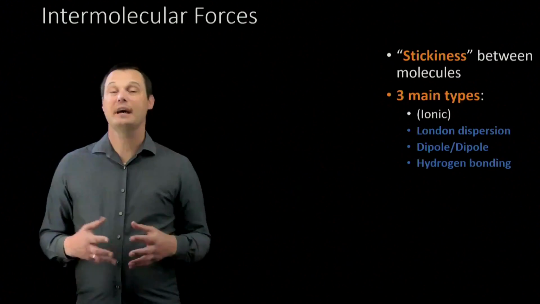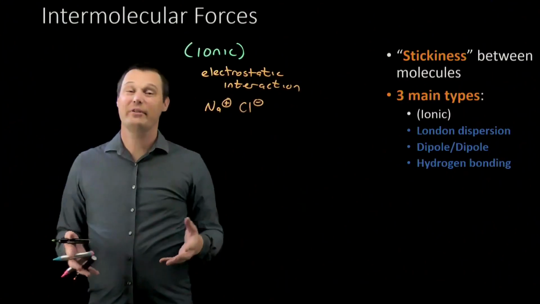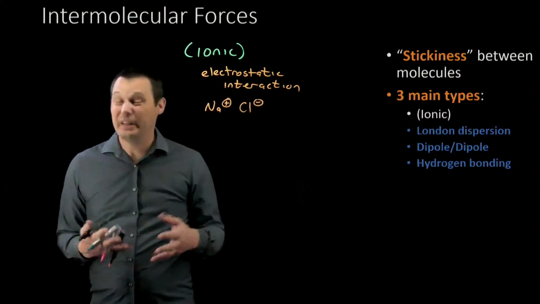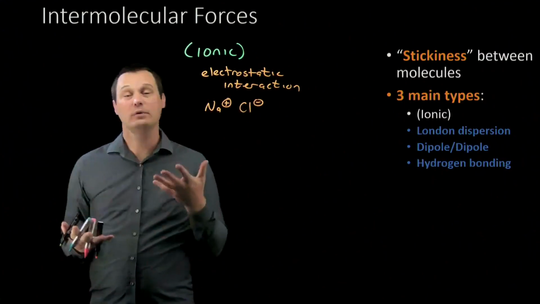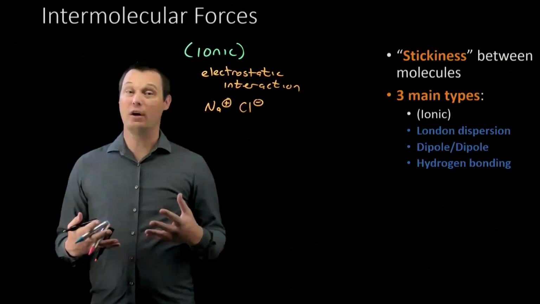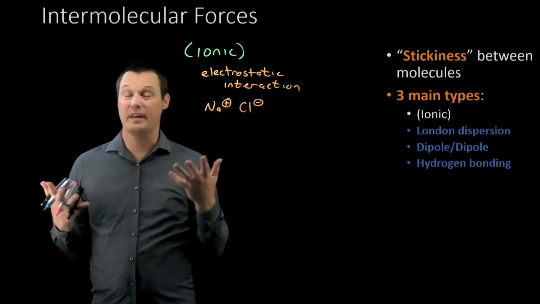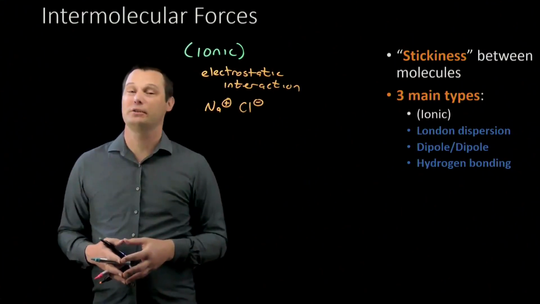There are three main types of intermolecular forces that are important in organic chemistry. Let's go over them now. The first interaction we're going to talk about is not really an intermolecular force. Ionic interactions are electrostatic interactions that hold together salts in a crystal structure, like the sodium chloride crystal structure. It's a very strong force. Salts can have melting points in the thousands of degrees Celsius, but it's most technically not an intermolecular force.